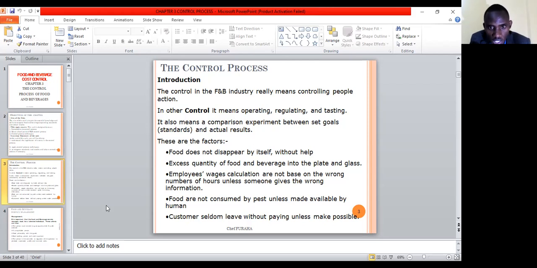Excess quantity of food and beverage put into the plate and glass may cause the cost to be too high. Food is not consumed by pests unless made available by humans or by employees. So if pests come and eat some of the food, or we find pests in our food, it is because we have made food available to the pests. Customers rarely leave without paying unless we make it possible. So it is very, very important to have control at each and every control point, as we are going to see.